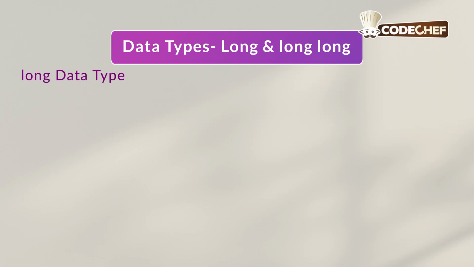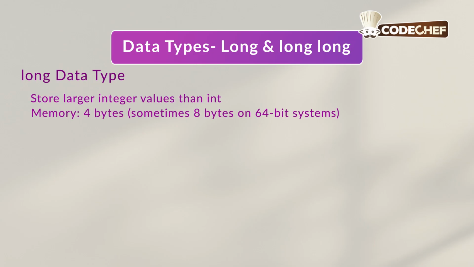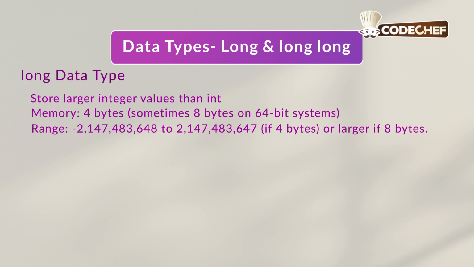The long data type is used to store larger integer values than int. It usually takes 4 bytes on most systems and sometimes 8 bytes on 64-bit systems. You can see the typical range, which is so large here, and it is just in case the memory is 4 bytes, and it can go beyond this if the system is 8 bytes.